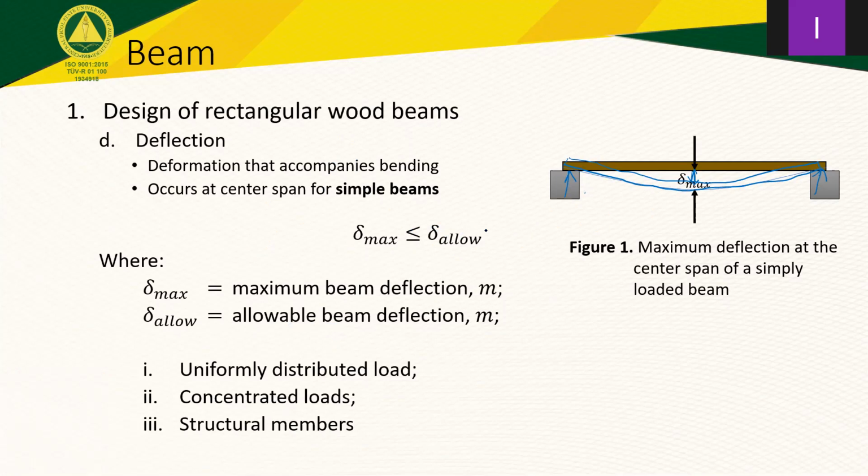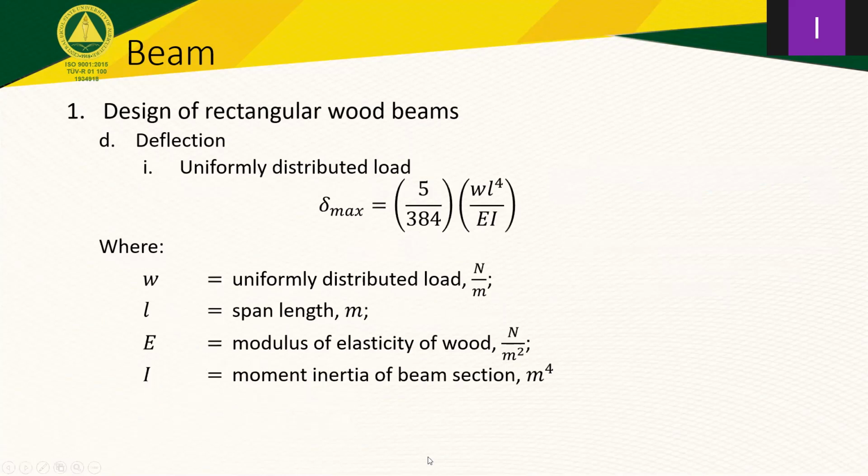Okay, and we have an allowable design limit for the beam deflection, and this is important in that we avoid such deflections because ultimately it would lead to the failure of the beam. For simply loaded beams, such as this one, we have the maximum deflection at the center span. Now we have deflections for various cases, such as for uniformly distributed load. We have also for concentrated loads, and then we have specific to structural members.